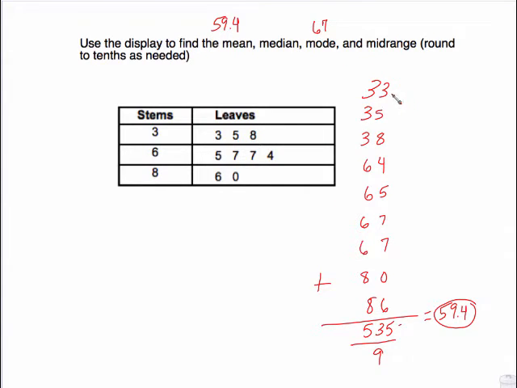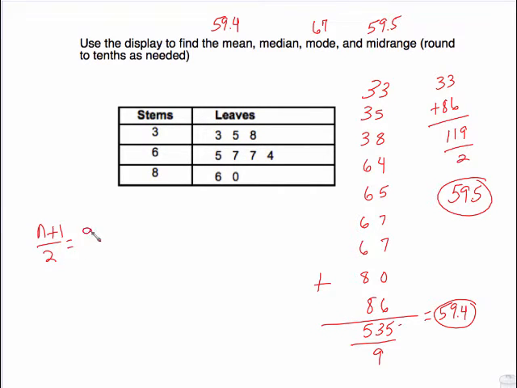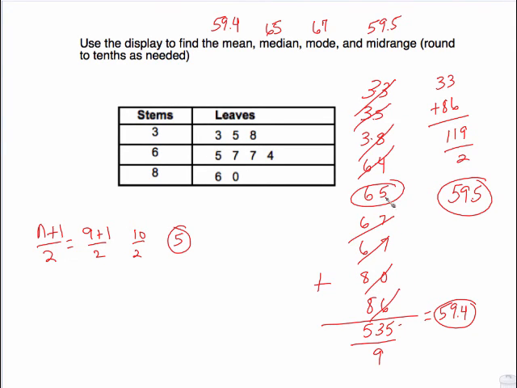The mid-range is a matter of adding the lowest and the highest. So 33 plus 86 makes 119. Divided by 2 is 59.5. That is the mid-range. And the median, we're going to use this idea that the median will occur in this position. So that's 9 plus 1 over 2, which is 10 over 2, which tells me the median occurs in the 5th position. So from here, count 5, 1, 2, 3, 4, 5. The median is 65. I could also do my crossing off, cross off, cross off, cross off, and what's left right in the middle is 65.